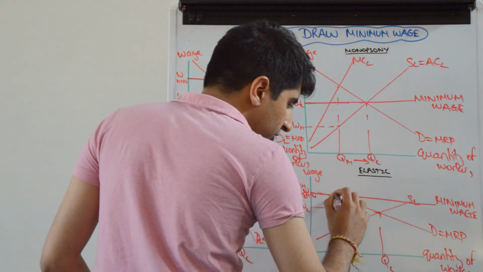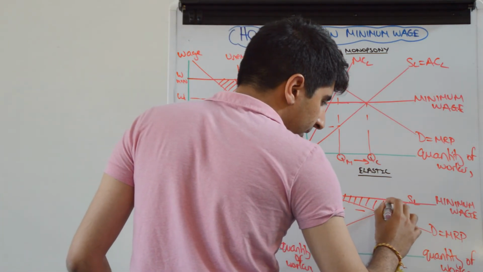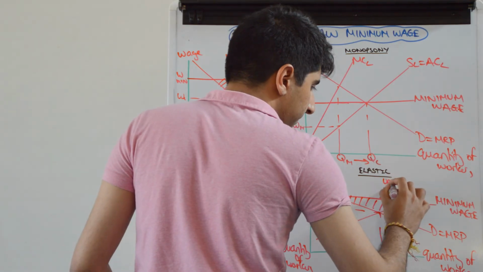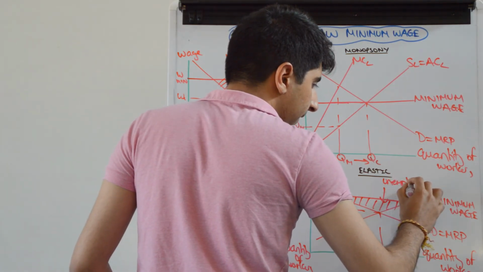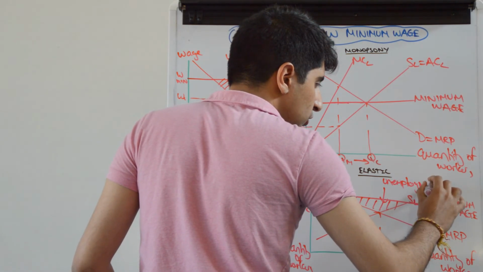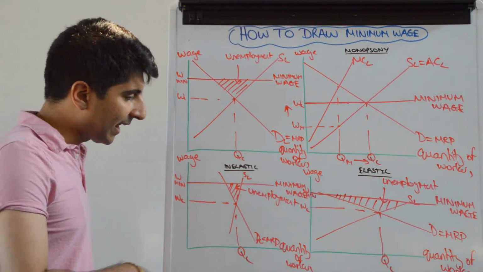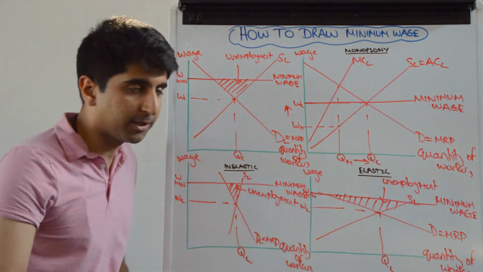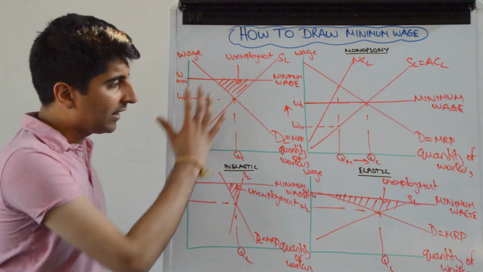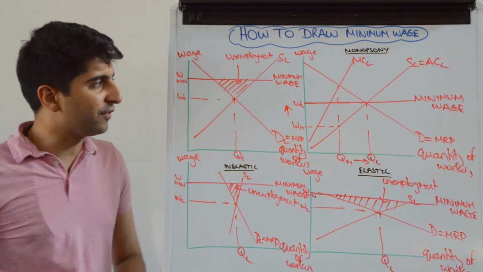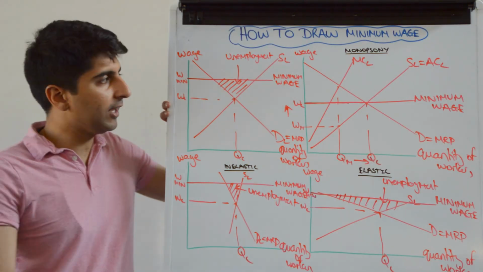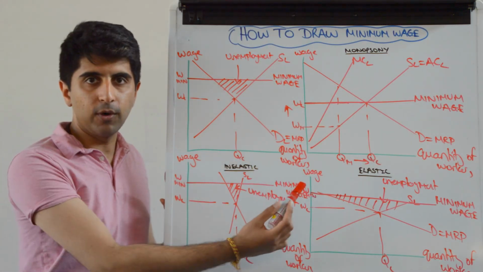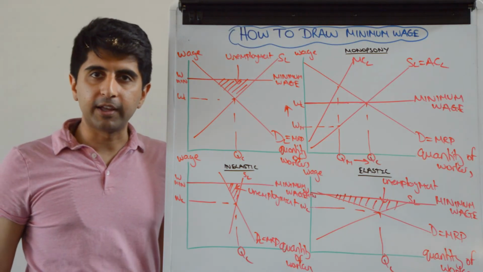And what we can now shade in is the excess supply, the unemployment, which we can see compared to both the inelastic diagram and the normal diagram. We can see it's much greater area. So that's how you can draw minimum wages in a variety of forms, whether simplistic, in a monopsony, with elastic or inelastic looking demand and supply curves for labour.